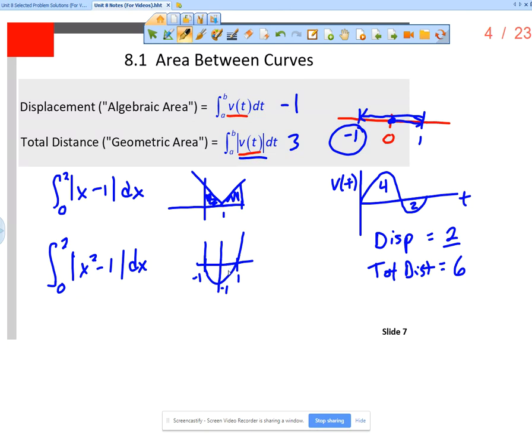So now, what am I interested in? Well, any of this area that is below the x-axis, so let's say this stuff, would actually be flipped above the x-axis to give the absolute value graph.